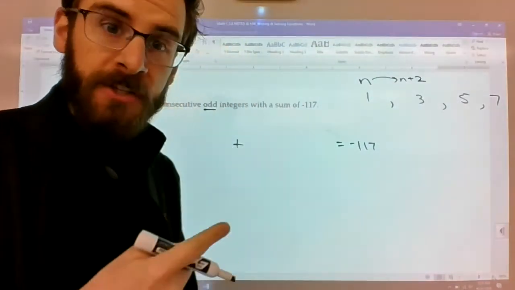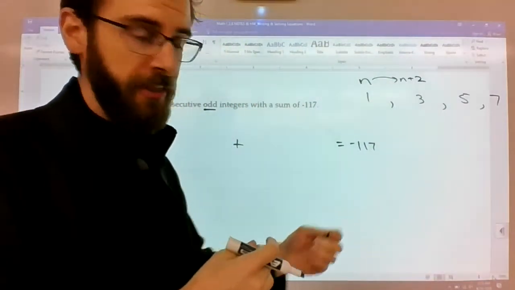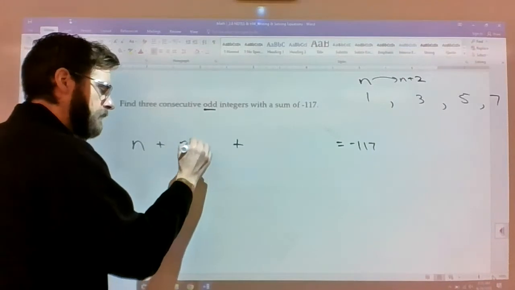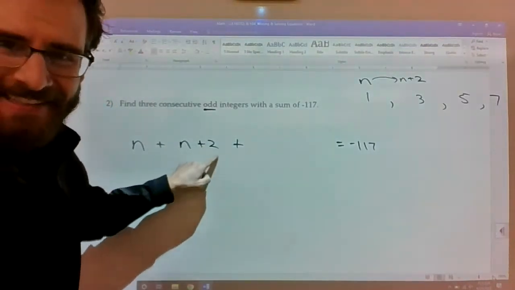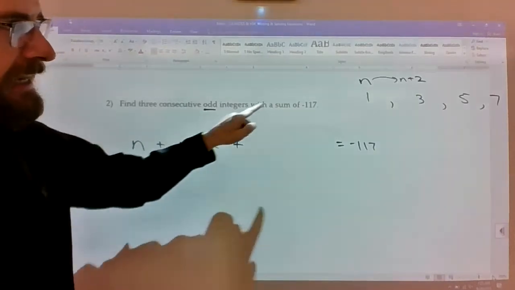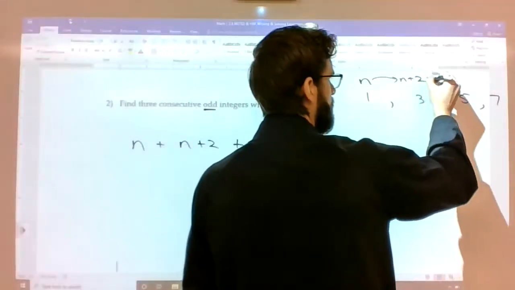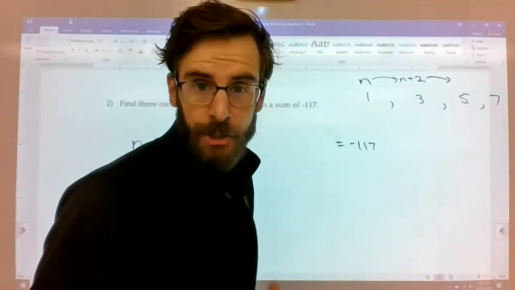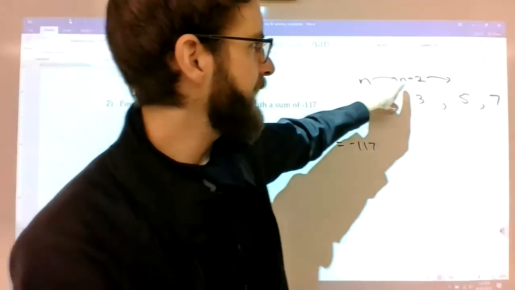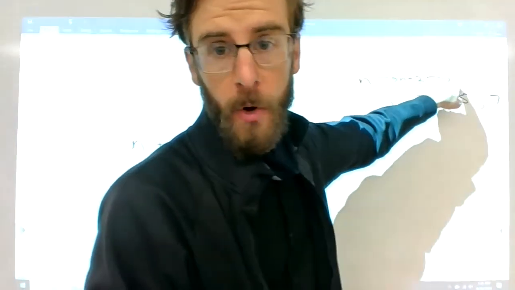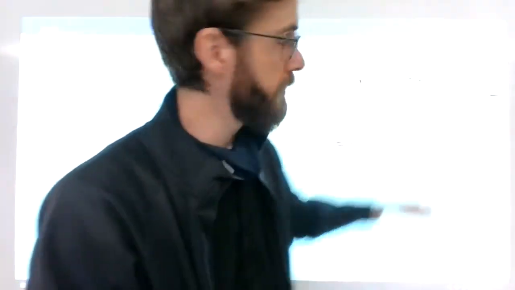Oh, it's not n plus 1, it's n plus 2 for the next one. So here's my first integer. Here's my second odd integer. Now, how would you get from 3 to 5? Well, you'd add 2 more. So it's like I'm starting at n, I'm adding 2, and then I'm adding 2 more to get to 5. So it's n plus 4.